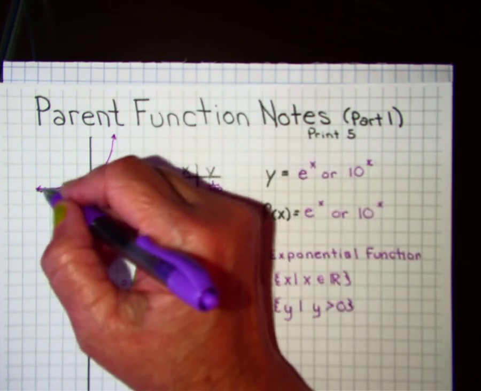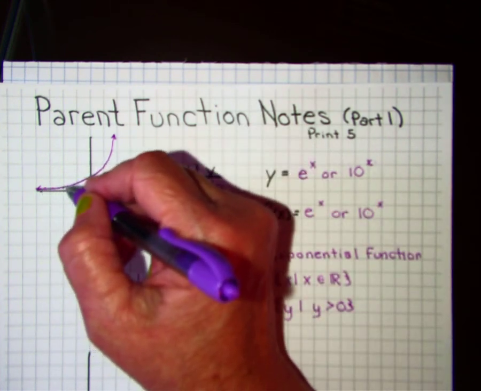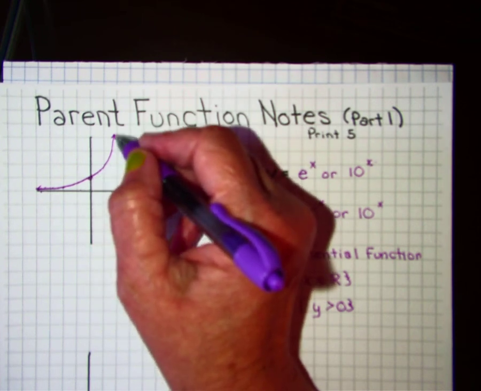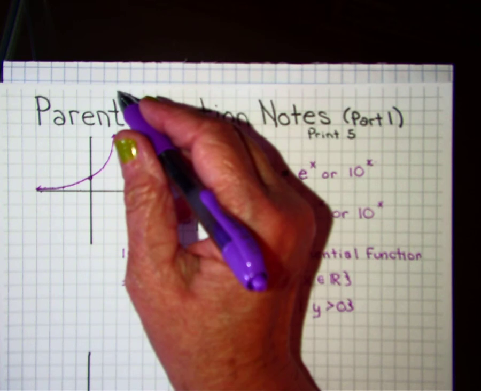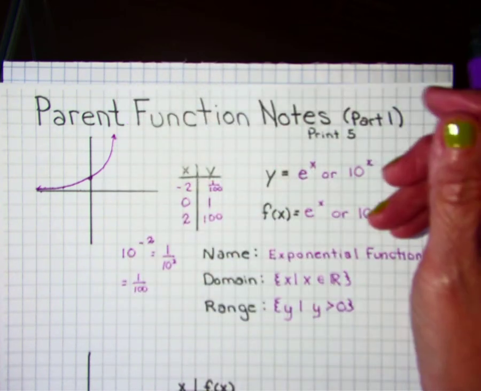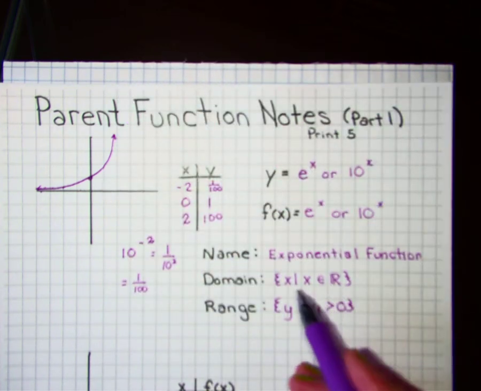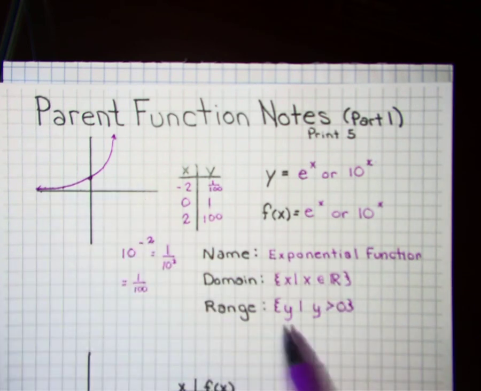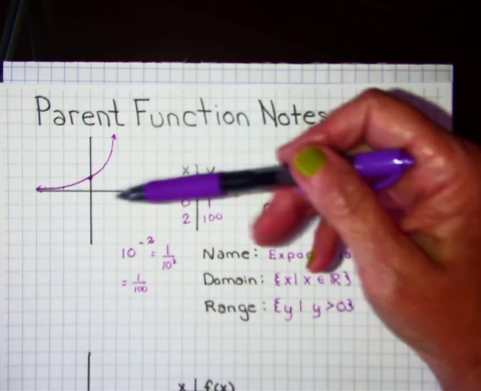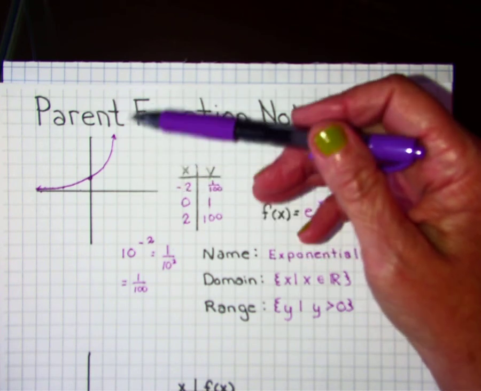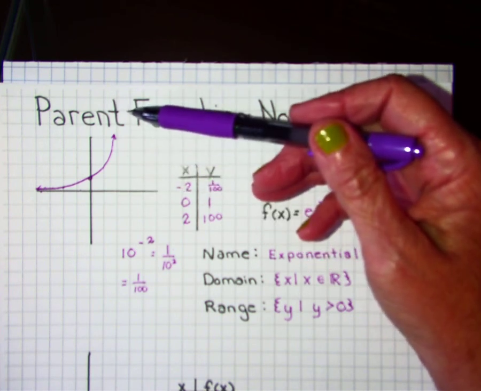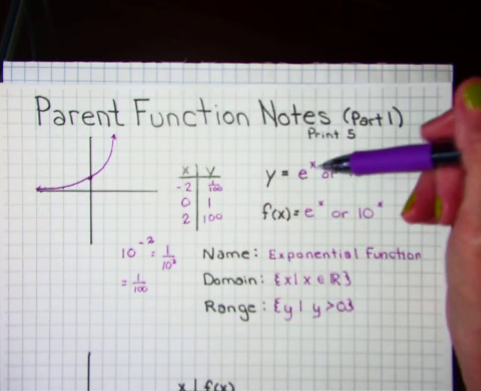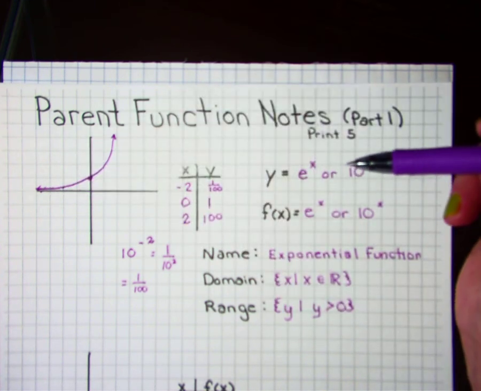And so when I plot this, I've got ones that are very, very close to 0. Then at 0, it goes to 1. And then when I get to 2, it's already to 100. So it goes up very, very quickly. Our domain for this is all real numbers because everything will be included. Our range, however, is y will only be bigger than 0. Okay? Because it can't actually touch 0. There is no exponent that will get it to 0.